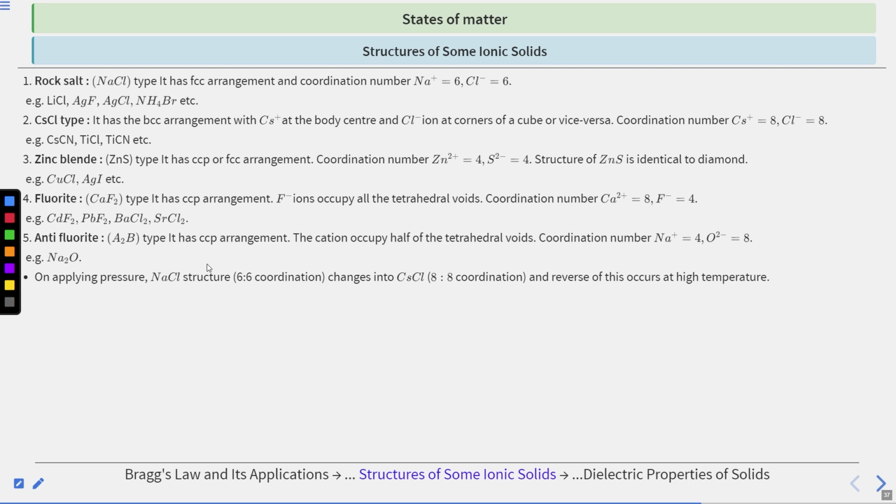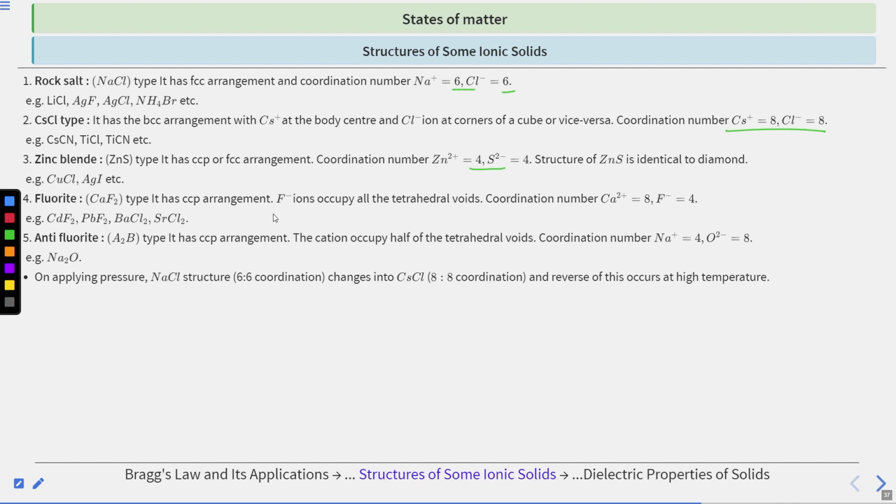Structures of some ionic solids. Rock salt: it has FCC arrangement and coordination number of 6 in the case of both ions. CsCl type: BCC arrangement, Cs positive ion at body center and Cl negative ions at corners of a cube, or vice versa. Coordination number is 8 for both the ions. Zinc blende: it has CCP or FCC arrangement. Coordination number is 4 for both the ions and the structure is identical to diamond.